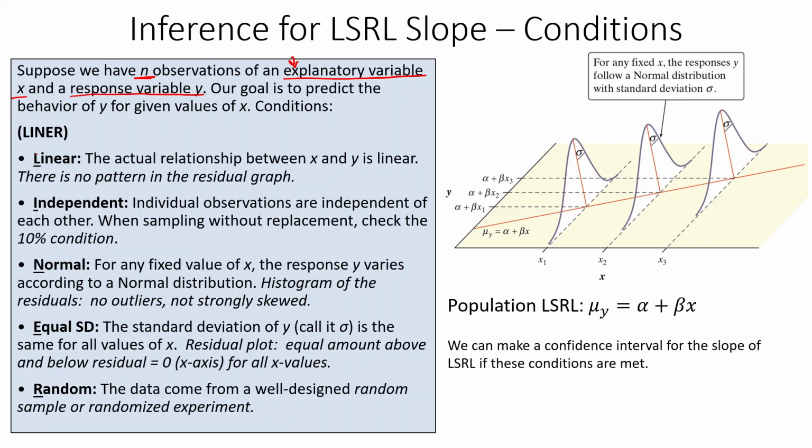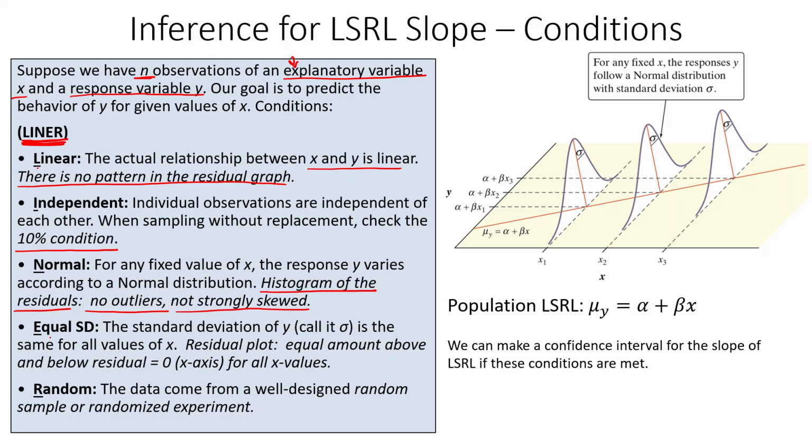All right, so the conditions, the easiest way to remember this is it makes the acronym LINER, L-I-N-E-R. So linear, there must be no pattern in the residuals, and x and y need to look like a line. All right, so we may need to look at the residual graph and the actual graph to get both of those. Independence, that's still our 10% condition. Normal, so the normal condition here is we want to look at the histogram of the residuals. We want it to have no outliers and to be not strongly skewed.